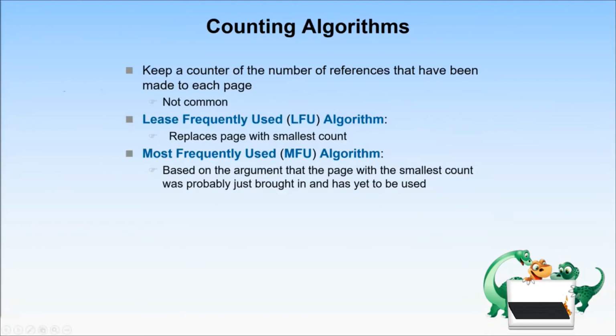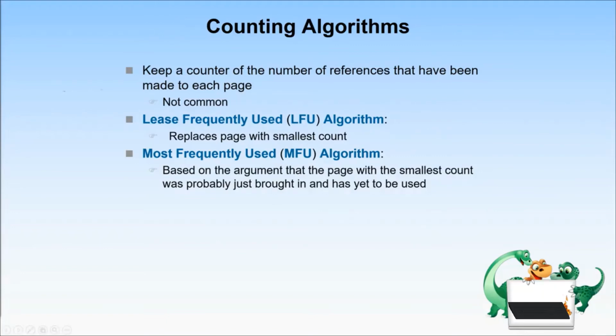So next would be counting algorithms. There are several algorithms based on counting the number of references that have been made to a given page, such as the LFU, least frequently used, and then you've got most frequently used, MFU. What we had in the first part of our demo was LRU. So this one is LFU. Replace the page with the smallest count, the lowest reference count.